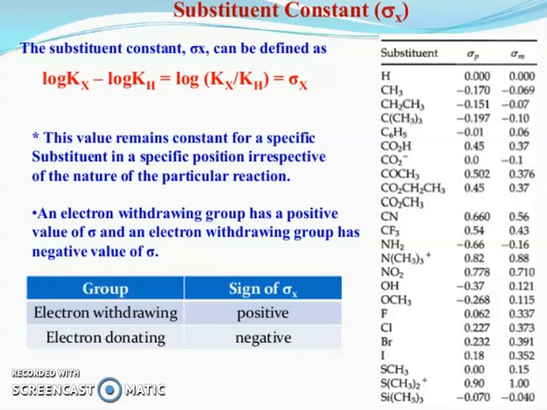So friends, the substituent constant sigma x can be defined as log kx minus log kh, which is equal to log kx divided by kh, which is equal to sigma x. You can see sigma p and sigma m if substituents occur. So for H, it is 0, 0. This value remains constant for a specific substituent in a specific position irrespective of the nature of the particular reaction. So an electron withdrawing group has a positive value of sigma and an electron donating group has a negative value of sigma. So electron withdrawing is positive and electron donating is negative.